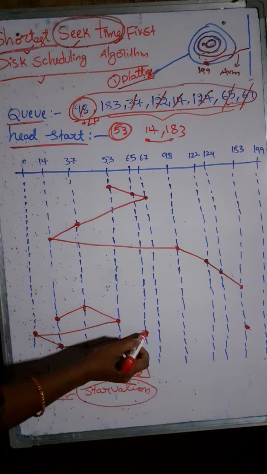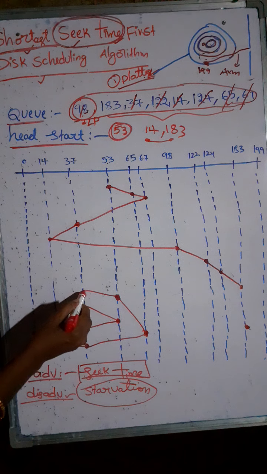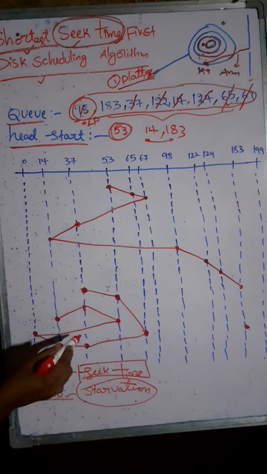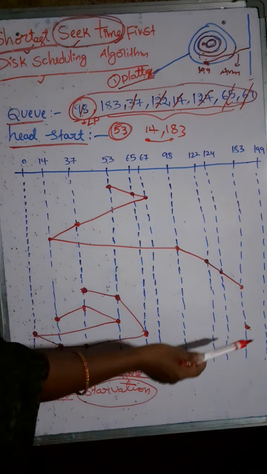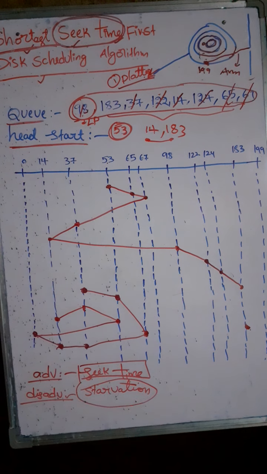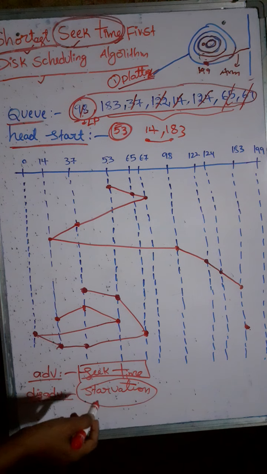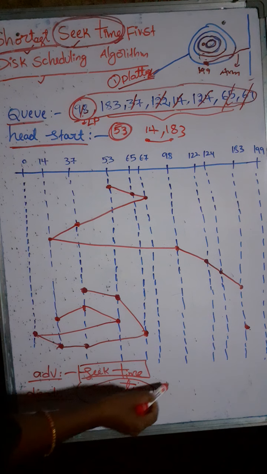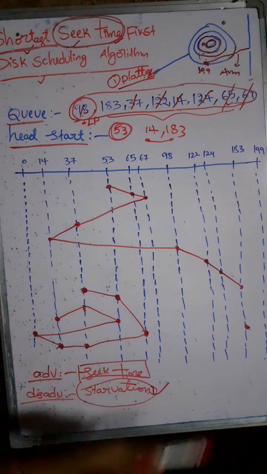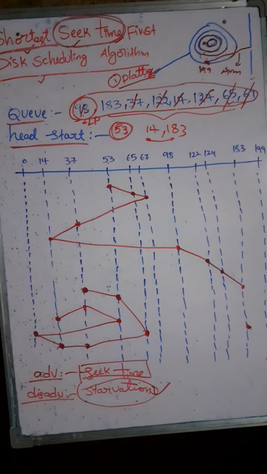Let us assume that after this we got a request at 53, so we should serve this. Here, if you observe, the request at 183 has to wait. So this is one of the disadvantages of shortest seek time first. This problem is called the starvation problem because the request at 183 has to wait for a long period of time. So this is the problem with shortest seek time first.